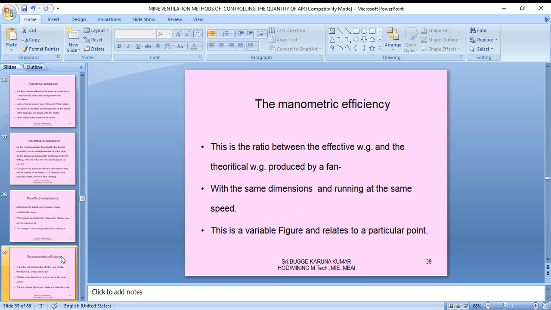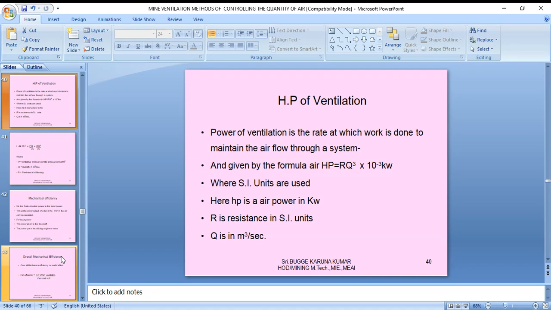What is the manometric efficiency? This is the ratio between the effective water gauge, that is the pressure, and the theoretical water gauge produced by the fan, with the same dimensions and running at the same speed. This is a variable figure and related to the particular point.